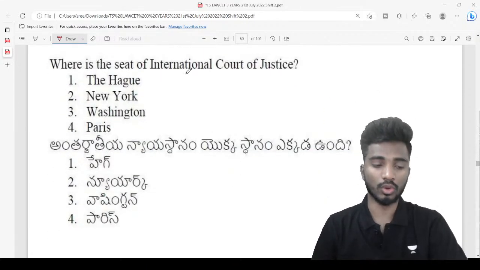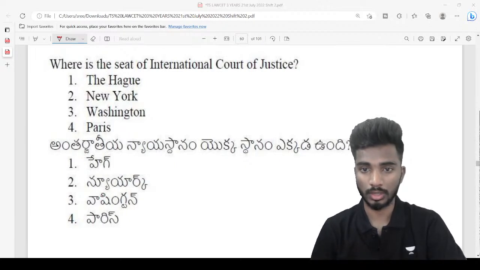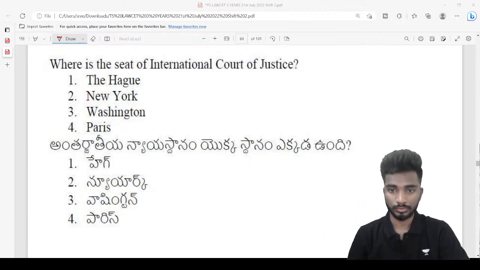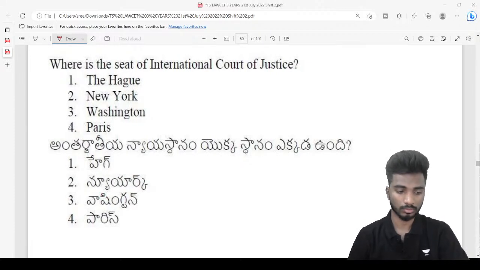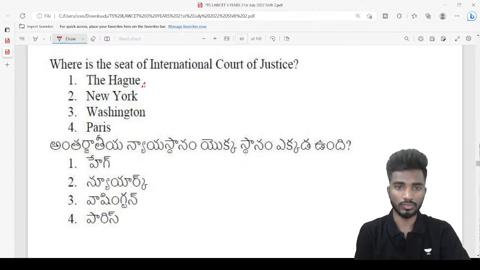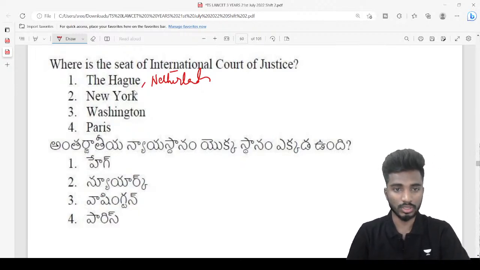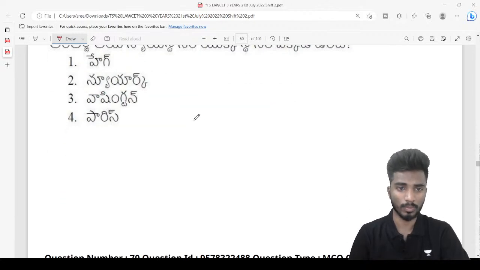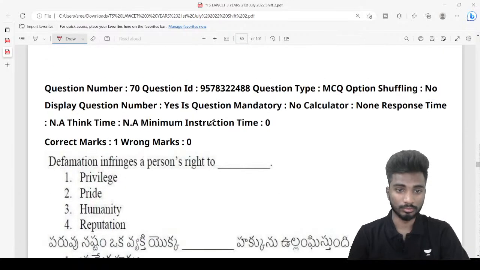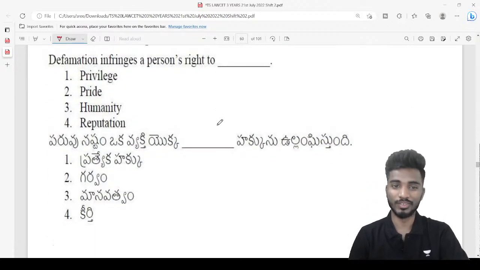Where is the seat of the International Court of Justice? Seat means location, right? Well done, Nidhi, excellent. Very good, Alpha. So the International Court of Justice is in The Hague, Netherlands. No, Aishwarya, it is not Washington. Very good, Venu and Jeevana. So it is The Hague, and The Hague is in the Netherlands. Just write this down in your notebook. This can be a probable question in the upcoming exam also. Those who attended my classes will be able to answer this.